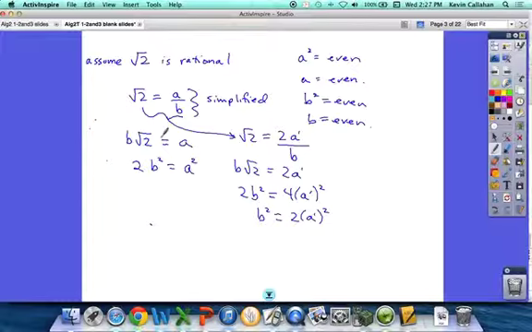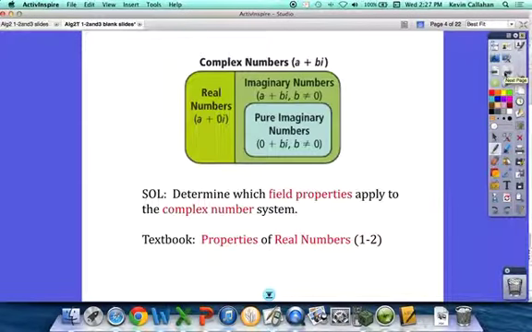But that is kind of an example where you assume something and show that leads to a false result, and that means your assumption must have been wrong. Okay. You're not going to be tested on that. I just thought it was an interesting kind of thing to look at when you're talking about rational, irrational.